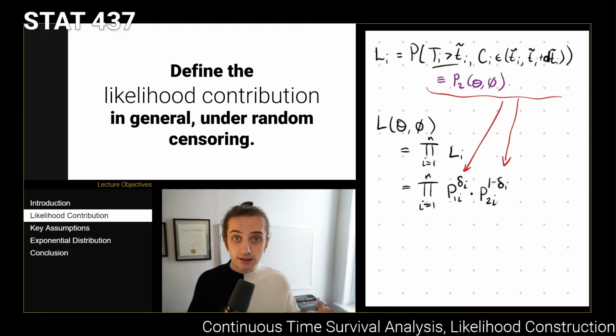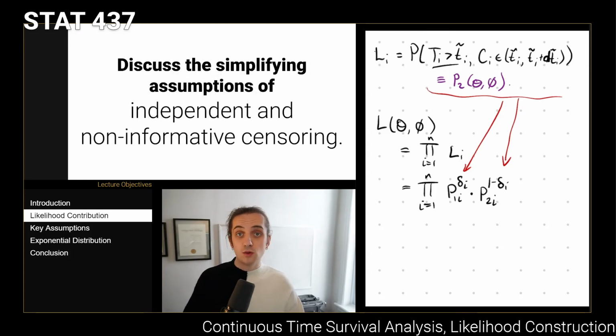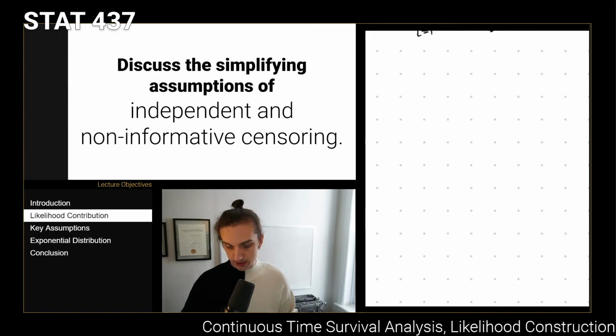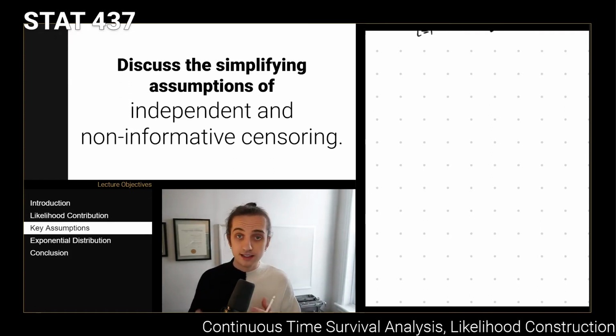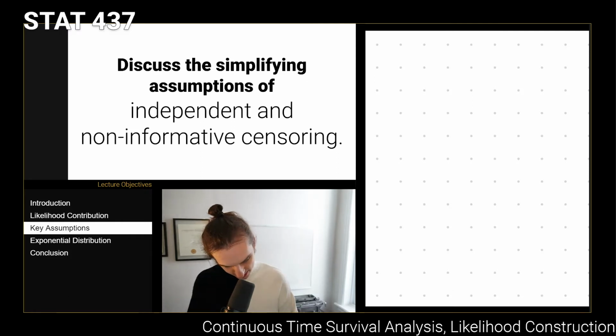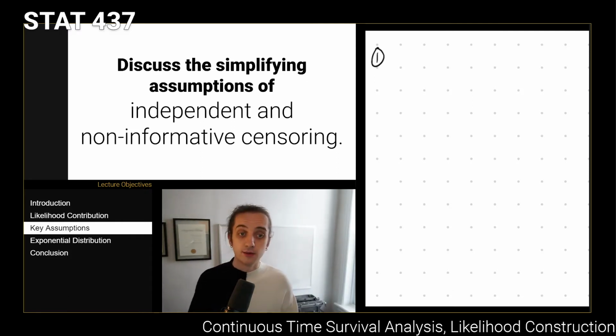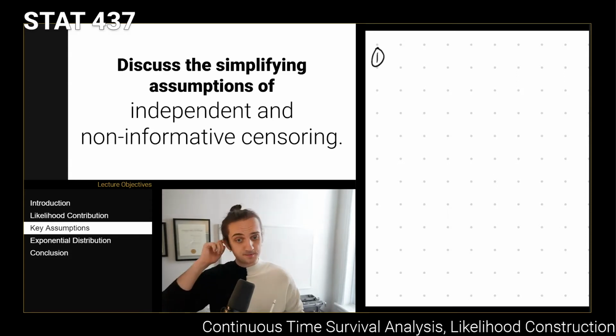And so instead, what we would want to do is make a couple of simplifying assumptions, okay? And so what are the simplifying assumptions we make? Well, the assumptions are going to be that of independent and non-informative censoring. So let's start with independent censoring. We've already seen these, but I want to write these out in full.